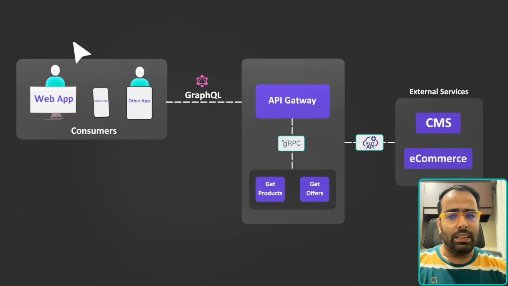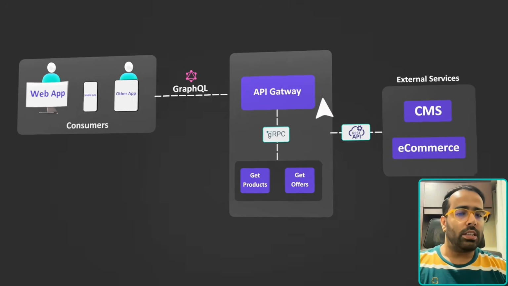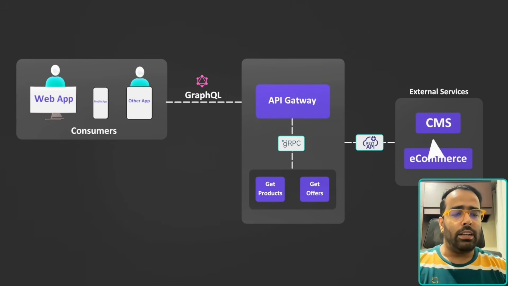So if you see in this architecture, we used GraphQL for our consumers to provide them flexibility for queries generation so that it will not lead to underfetching or overfetching. Internally, we used gRPC with API gateway and internal service communication. External services, REST is still ideal and is widely used.